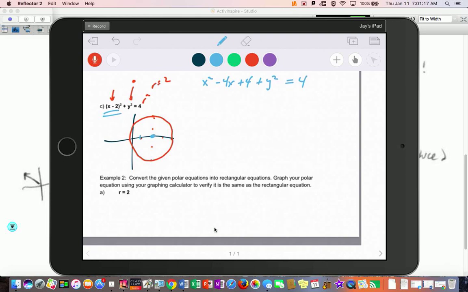Now if you go all the way back to the box, remember r squared is equal to x squared plus y squared. So this is x squared plus y squared. I'm going to replace that with r squared. Here is negative 4 r cosine of theta. So I'm going to replace that x with r cosine of theta. And when I subtract 4 on both sides, I'm left with this equation.